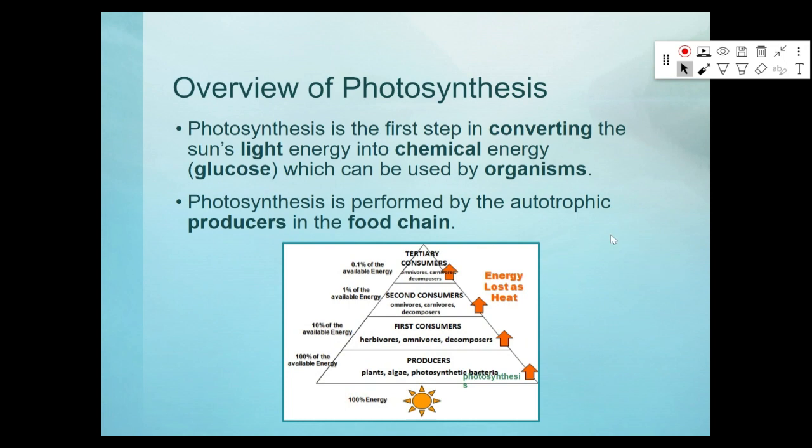Photosynthesis is performed by the autotrophic producers in the food chain. And we learned about this at the beginning of the term. The producers are down here at the bottom of the pyramid, and they have really high amounts of energy. As you go up this pyramid, you see that energy is lost from 100% to 10% to 1% to 0.1%. Energy is lost as heat all the way up this pyramid, right? So very inefficient for us up here, probably up at the tertiary consumers, but they do get a lot out of that sunlight, and it gets filtered out as it goes up the food chain.